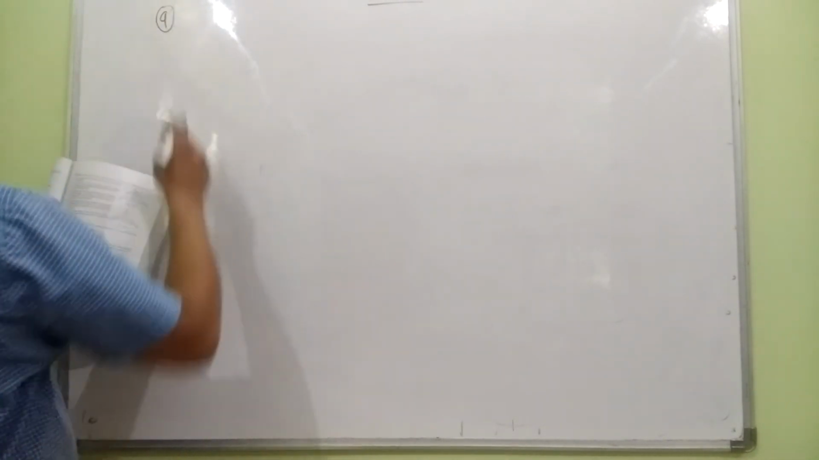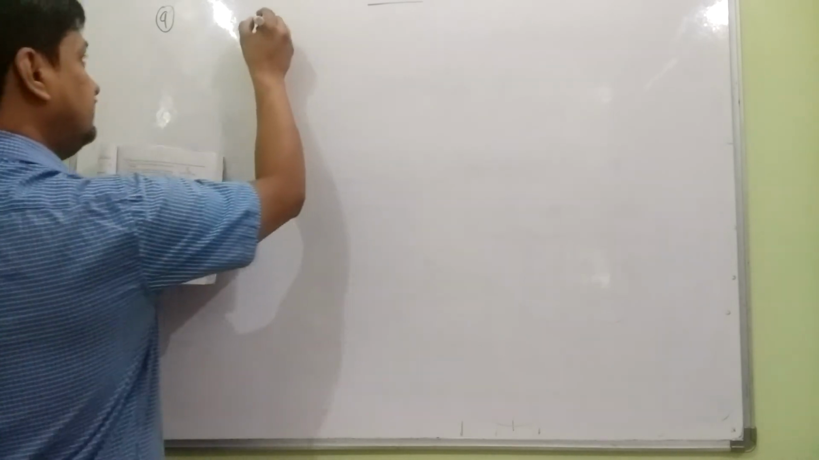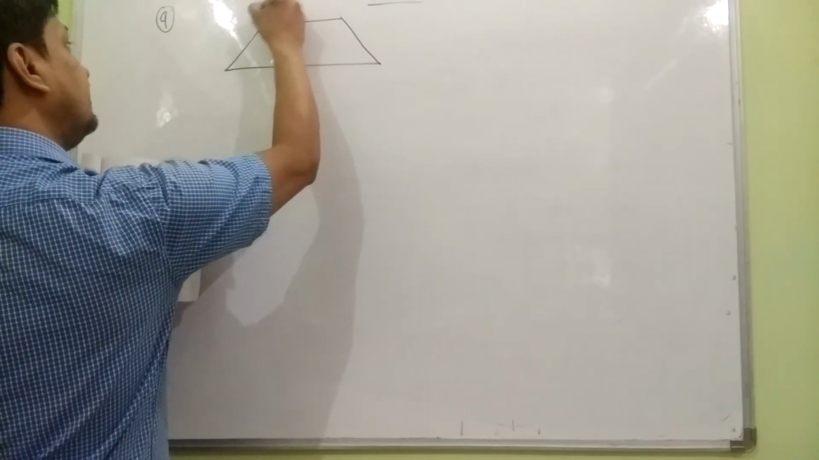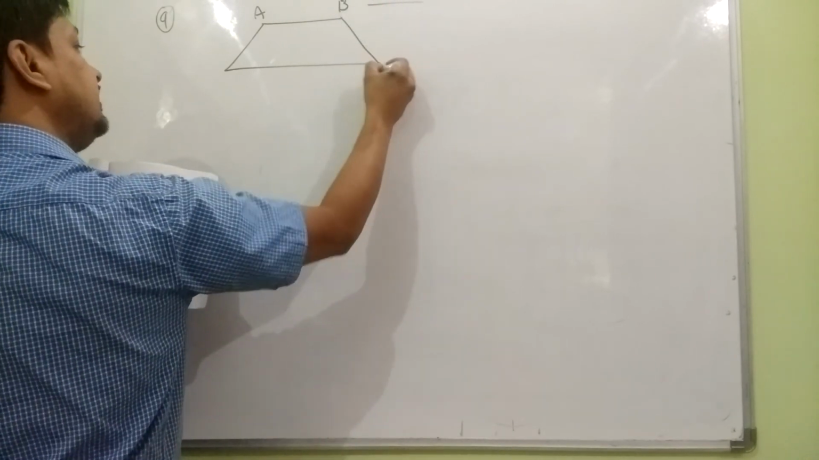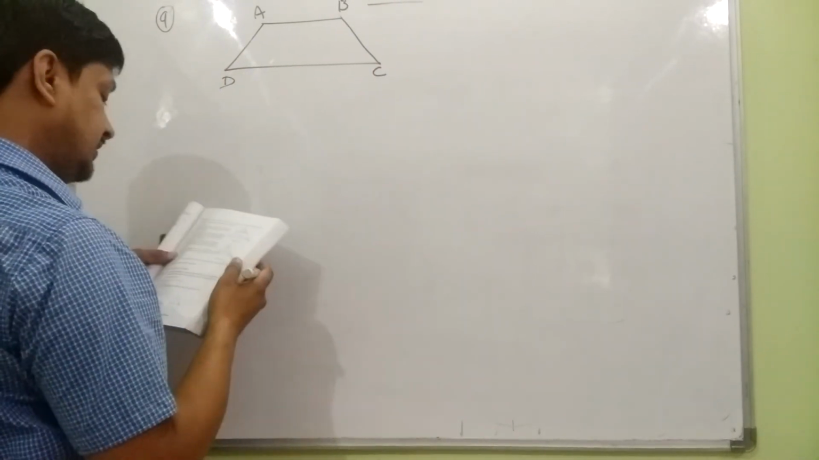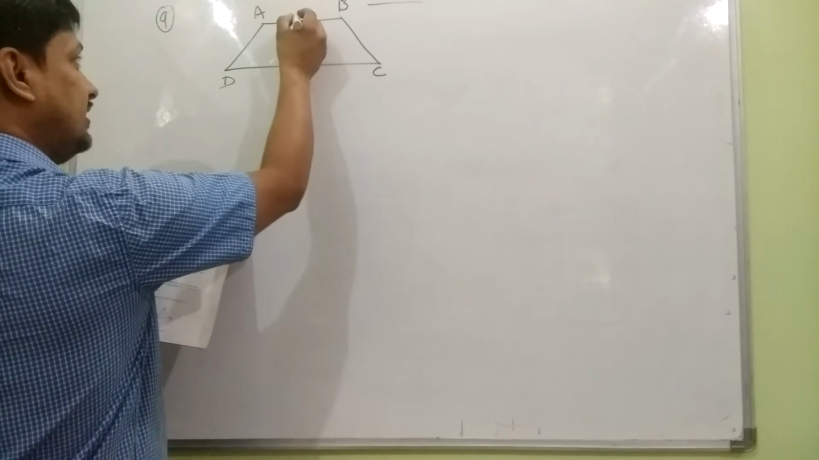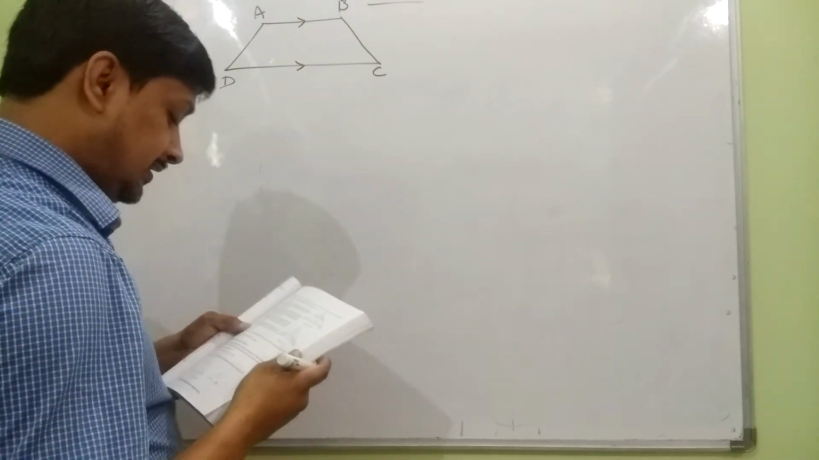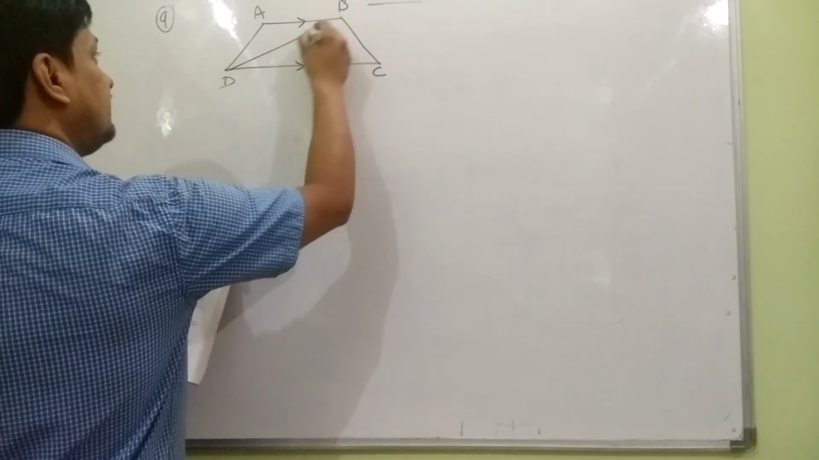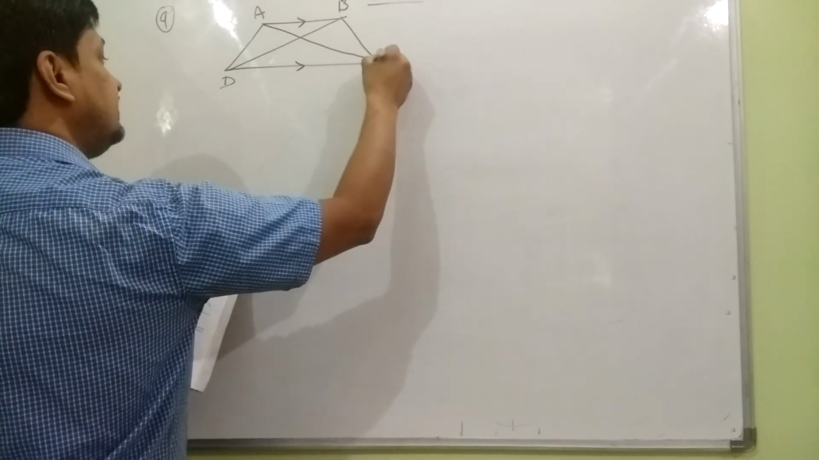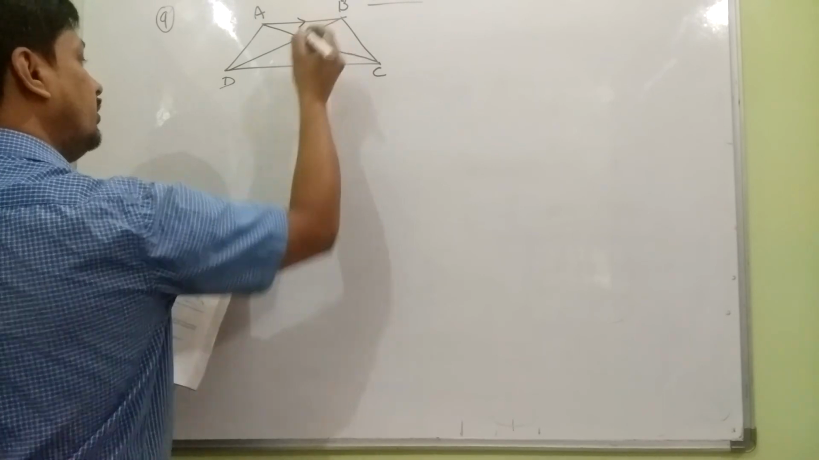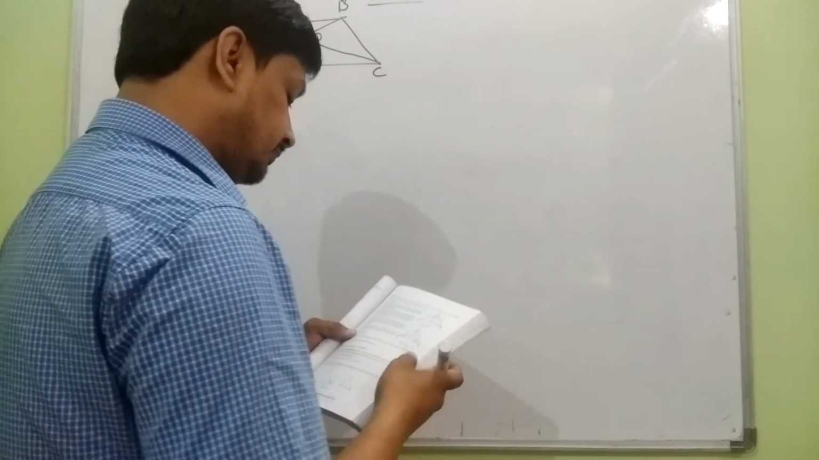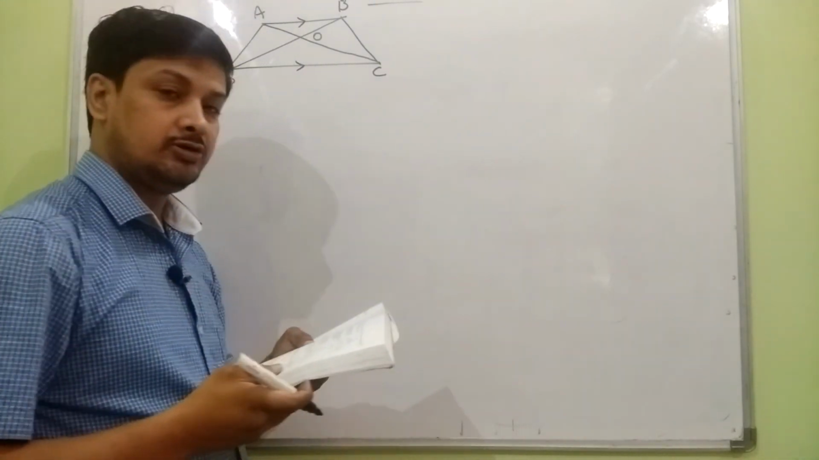Okay, question number 9. ABCD is a trapezium in which AB is parallel to DC. AB side is parallel to DC side. Its diagonals intersect each other at point O. So we have to show that AO upon BO is equal to CO upon DO.